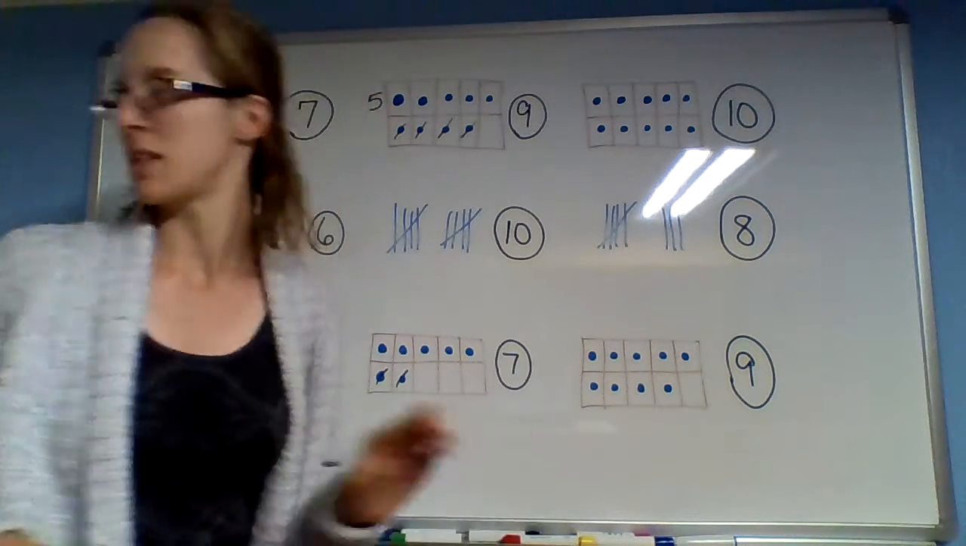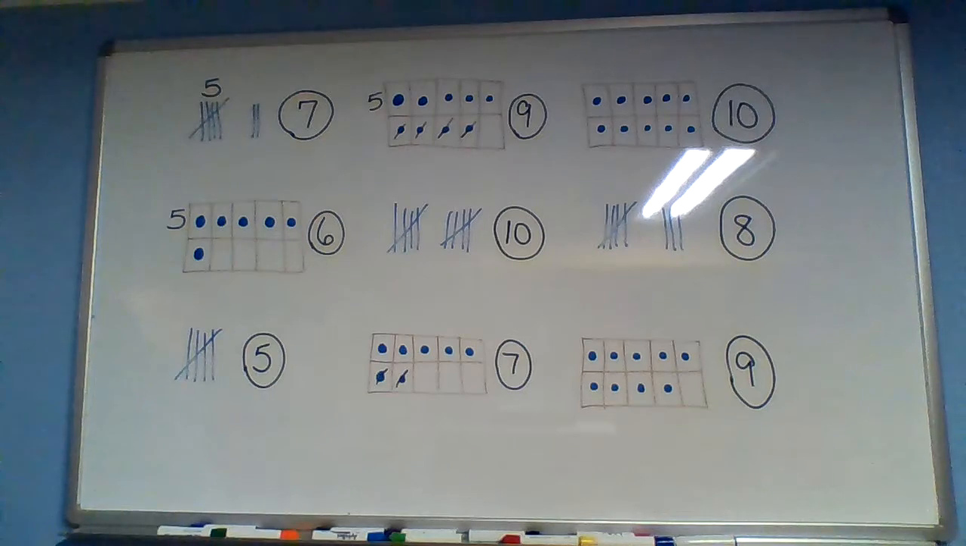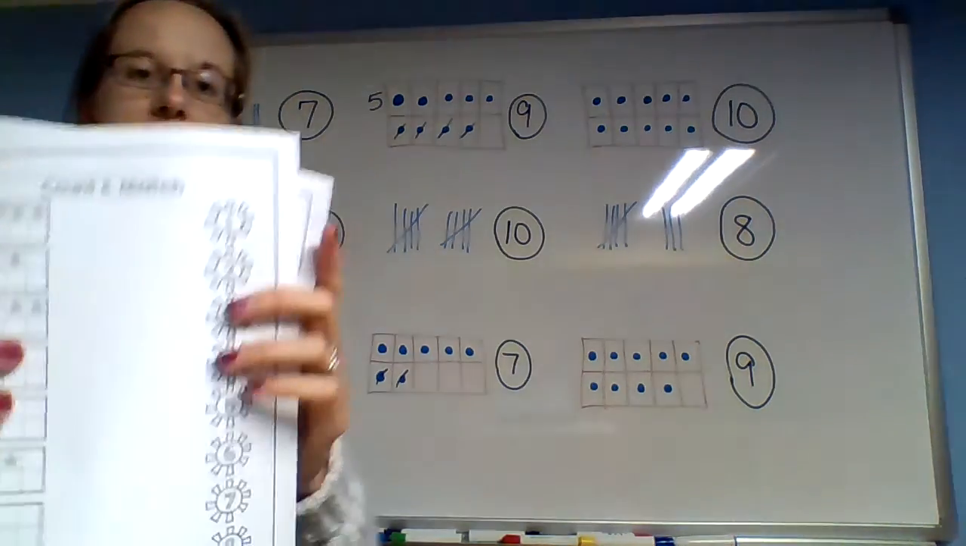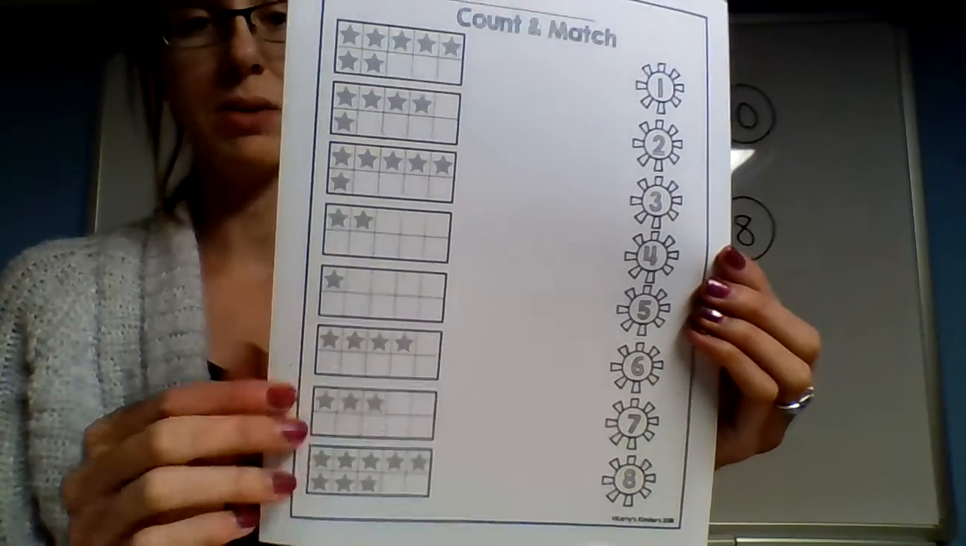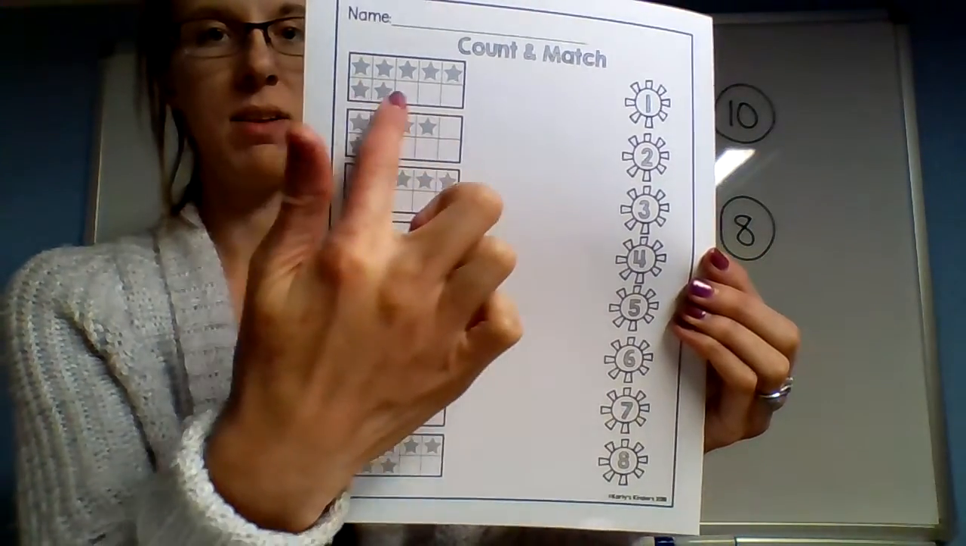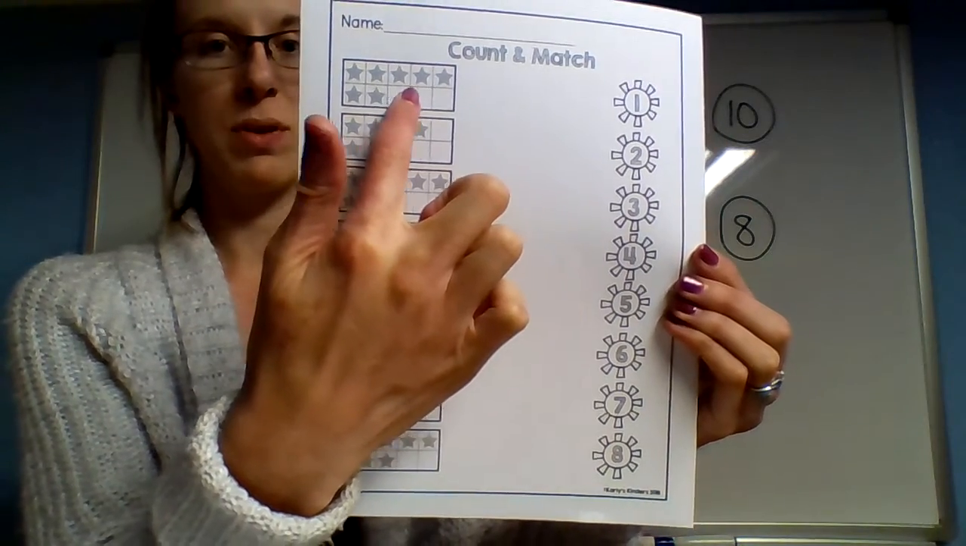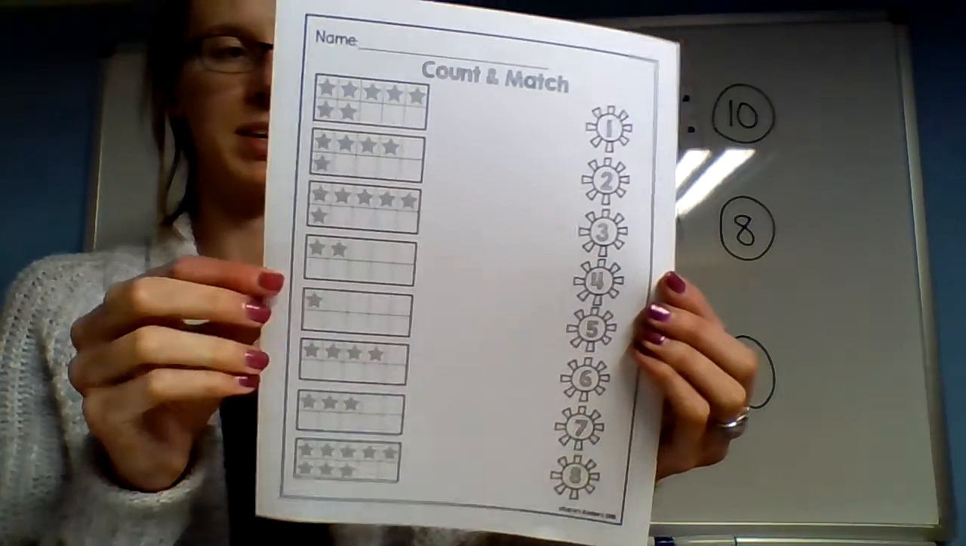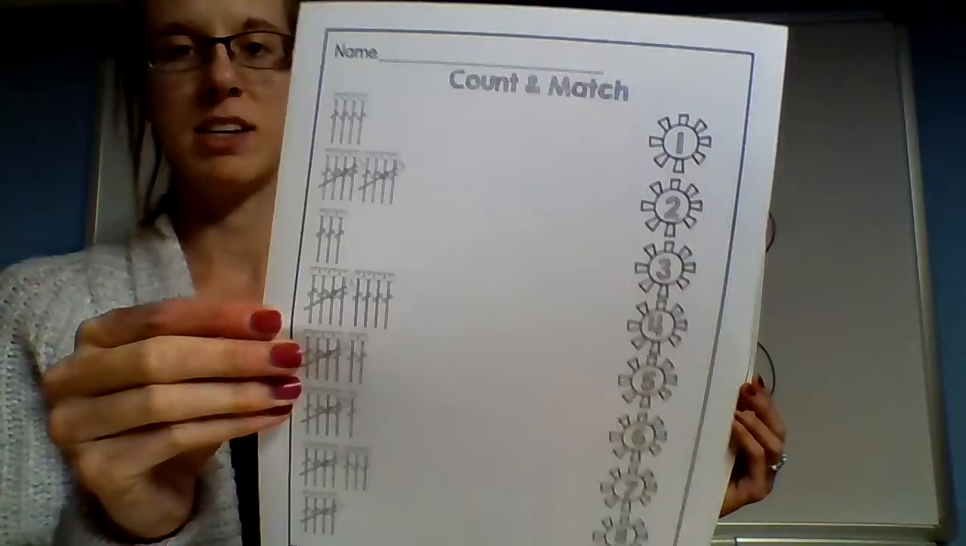The first sheets that you're going to practice with today in your packet are doing exactly what we just did. So you're going to count and match your sets of 10, looking across how many little stars are in the box. When you find it, draw a line to the number that it goes to. The other page is tallies.